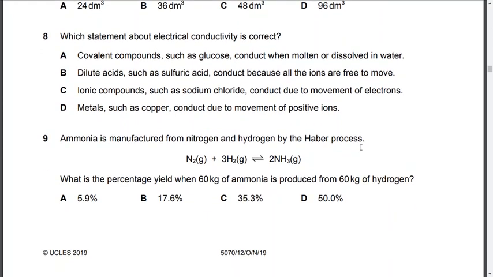Coming to question number 9. Ammonia is manufactured from nitrogen and hydrogen by the Haber process. What is the percentage yield when 60 kg of ammonia is produced from 60 kg of hydrogen? So 60 kg of ammonia is produced from 60 kg of hydrogen. Here we have nitrogen, here we have ammonia. We are supposed to find the percentage yield.